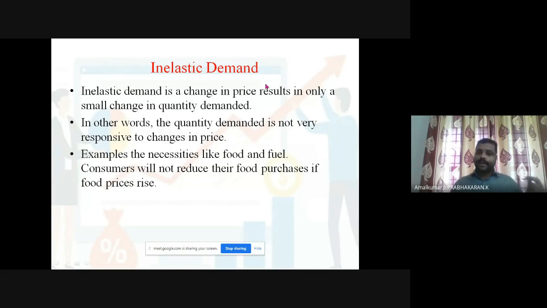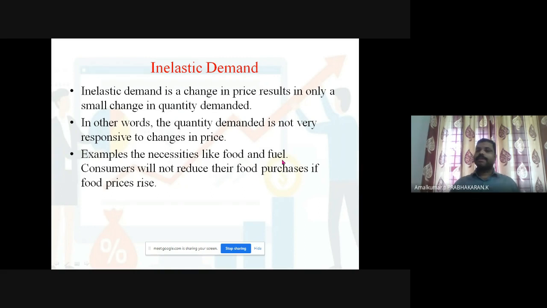But in case of elastic demand, a small change in price leads to a large change in the quantity demanded, whereas in case of inelastic demand, a changing price creates only a small change in the quantity demanded. The example is necessities like food and fuel. These are cases of inelastic demand, because these are essential items.